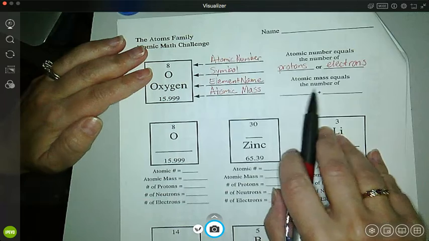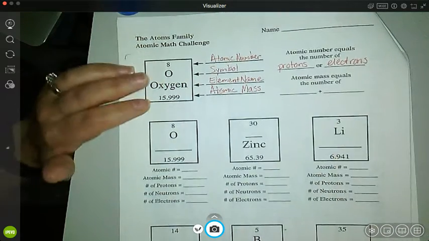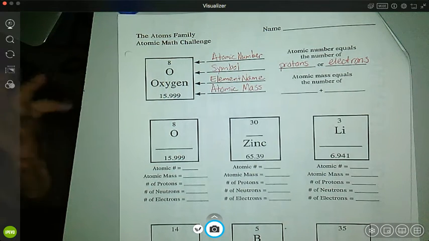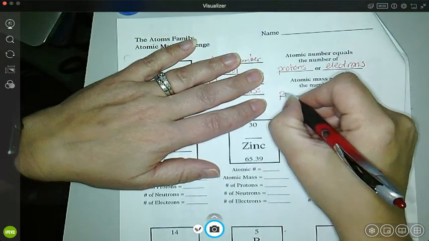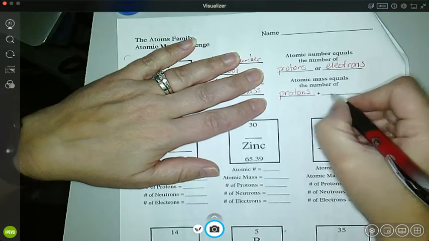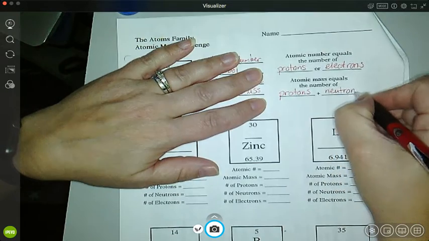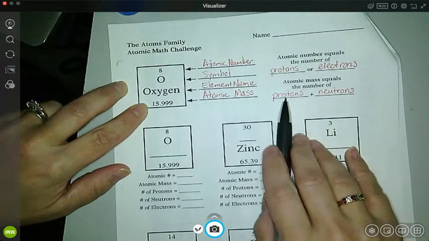The atomic mass equals the number of blank plus blank. So how do we get the atomic mass? What 2 give us the mass? Where did I tell you all the mass is in an atom? In the nucleus or outside of the nucleus? In the nucleus. So which 2 subatomic particles are in the nucleus? Which ones are in the center? Very good. Protons and neutrons. So if I want to get my mass, I have to add protons plus neutrons. So the mass equals protons plus neutrons.